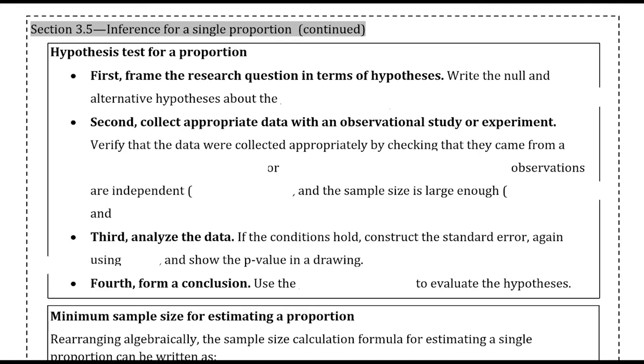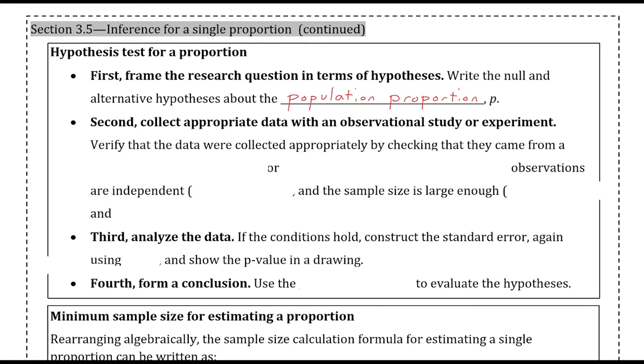When conducting a hypothesis test, the same four general steps from hypothesis testing covered in Chapter 2 will apply, but here we will show how to specifically do so for proportions. First, we will frame the research question in terms of hypotheses. That means we're going to write the null and alternative hypotheses about the population proportion p.